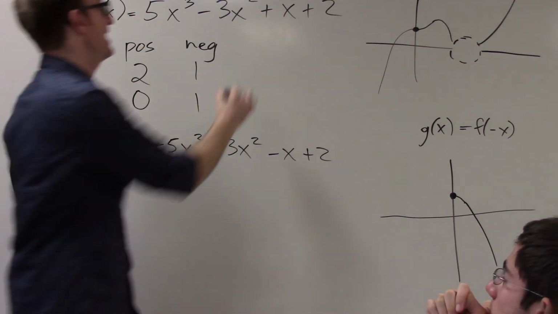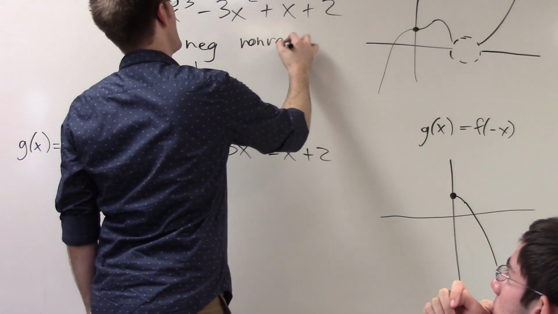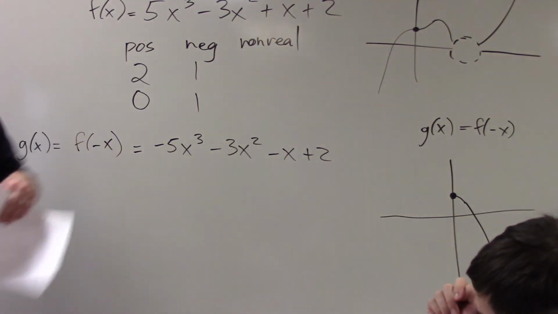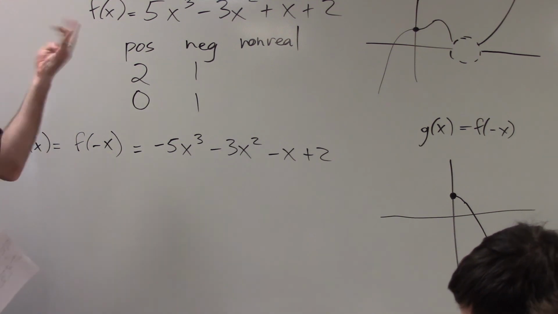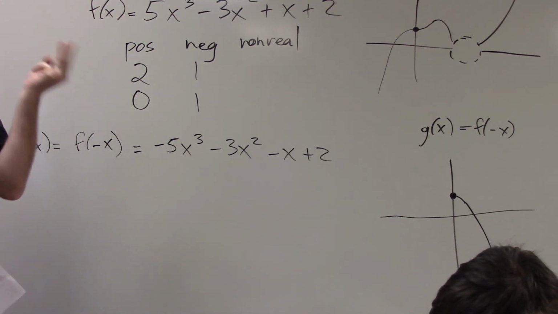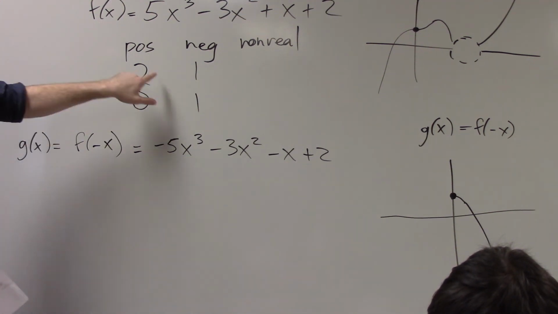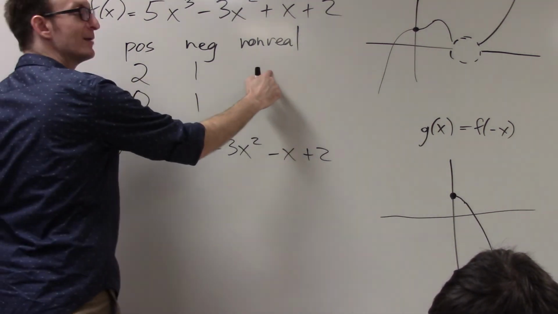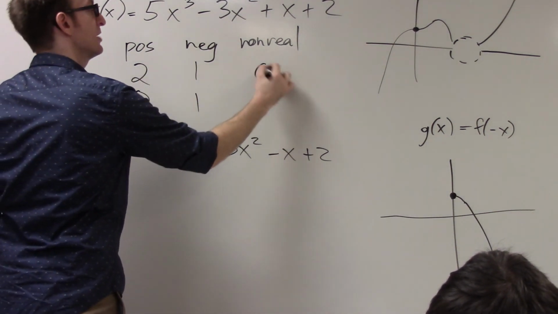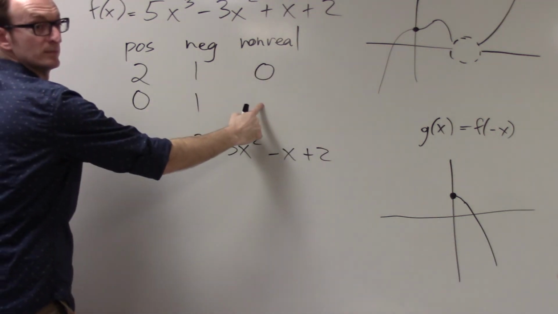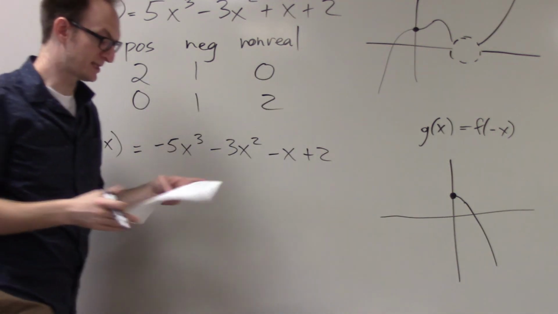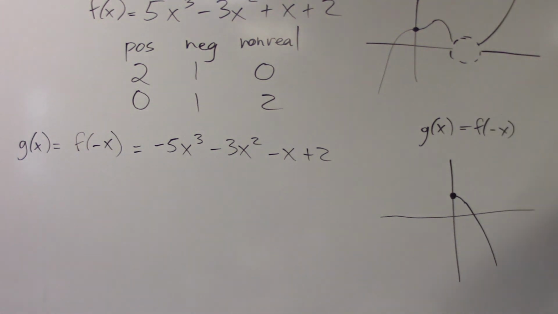Good? Okay, and then we make one more column in this chart, which is that by the fundamental theorem of algebra, there have to be 3 roots, some real and some complex. So if there are 2 positive and 1 negative, then how many non-real are there? 0. And if there's 0 positive and 1 negative, then there are 2. So that completes it. Okay, last example before the bell rings.